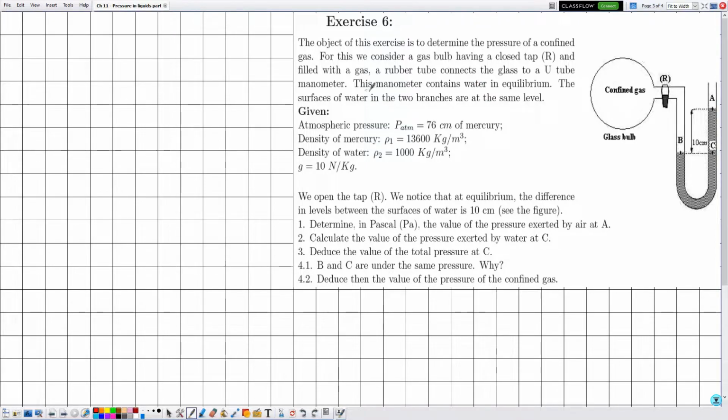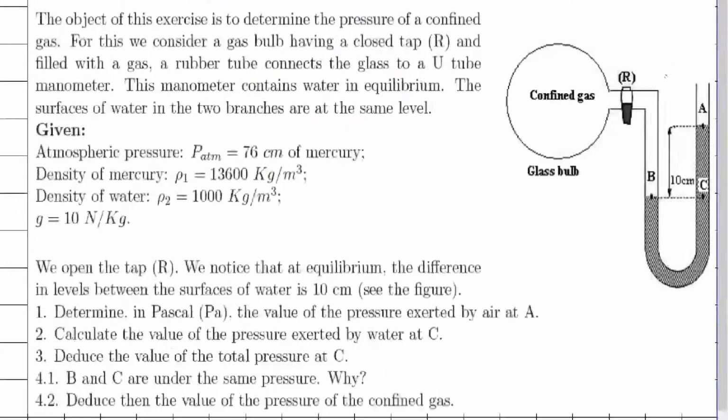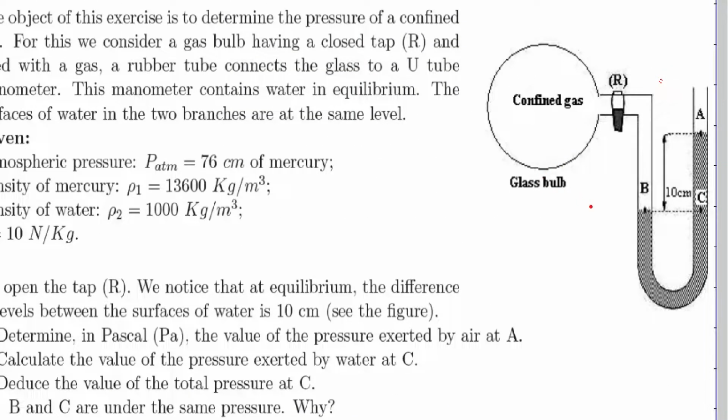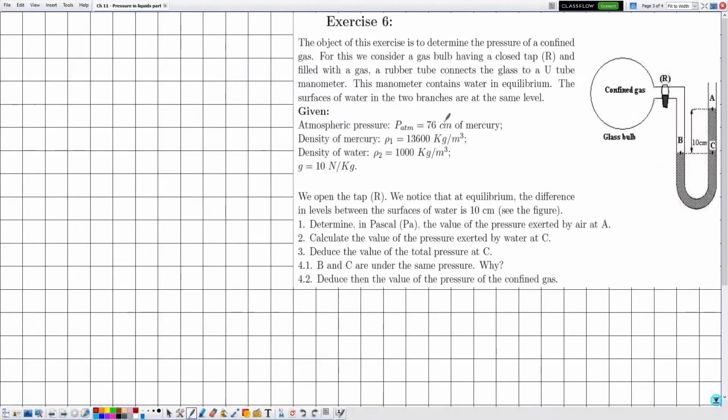A rubber tube connects the glass to a U-tube manometer. So this glass bulb is connected to a U-tube manometer. This is the U-tube manometer. This manometer contains water in equilibrium. The surfaces of water in the two branches are at the same level.